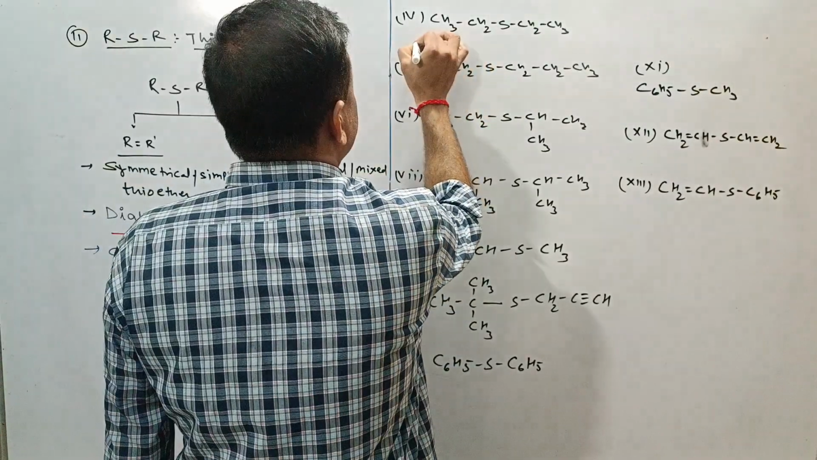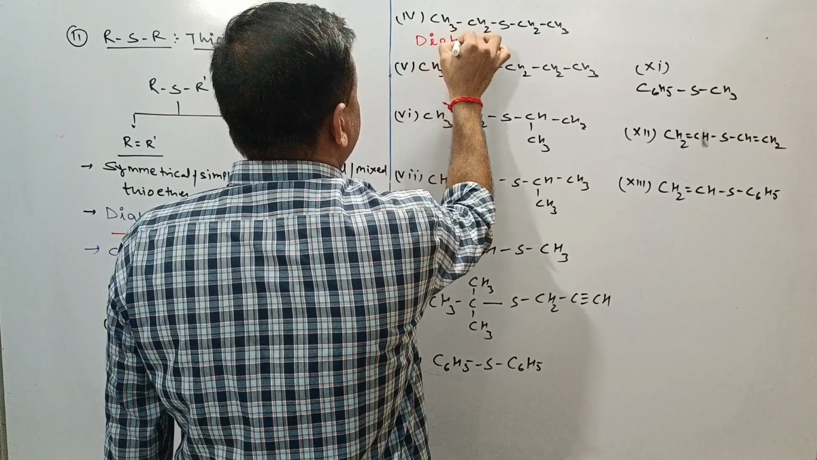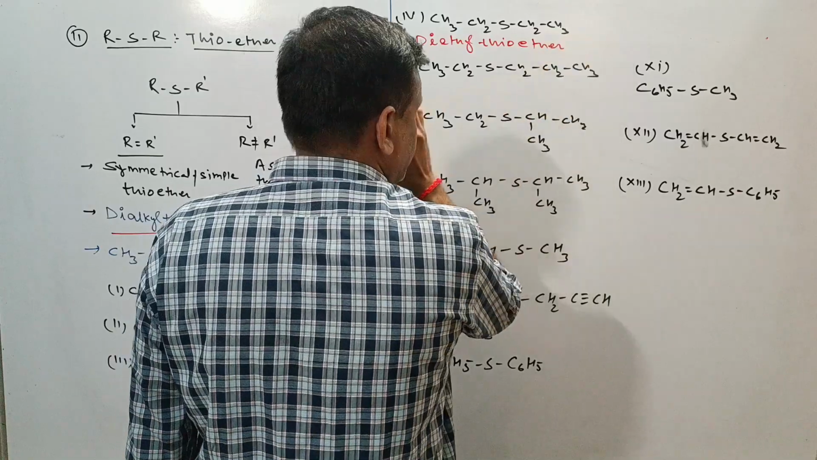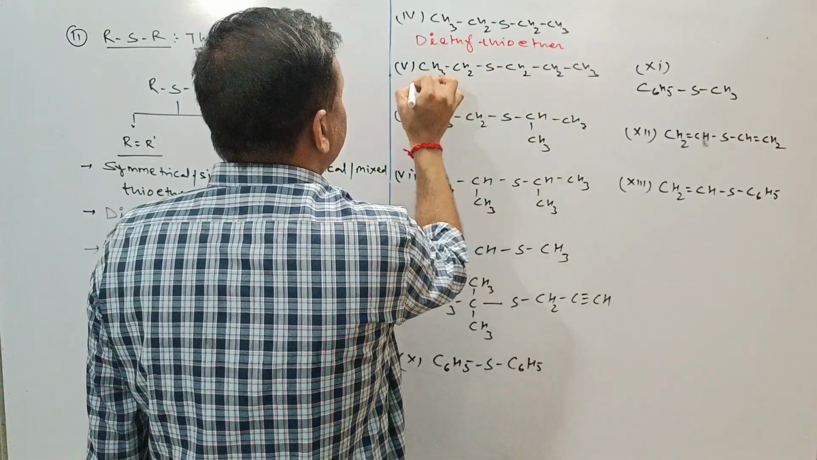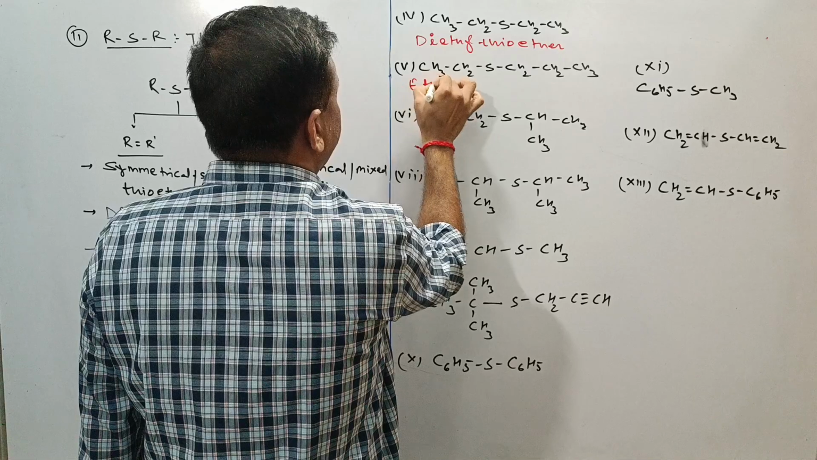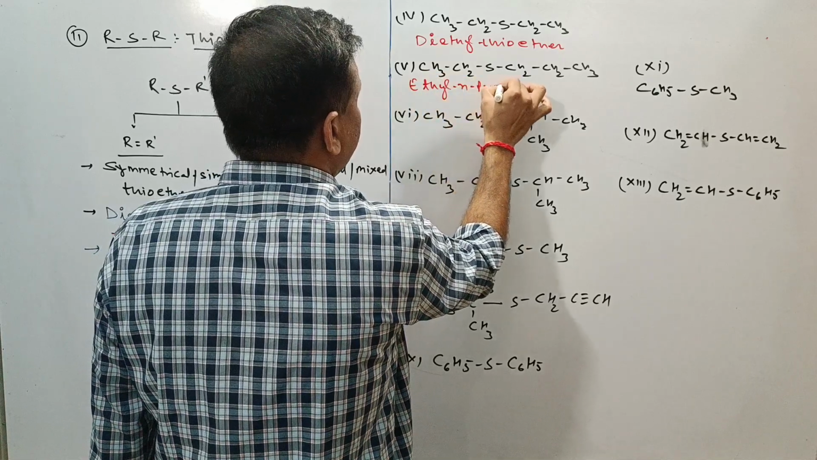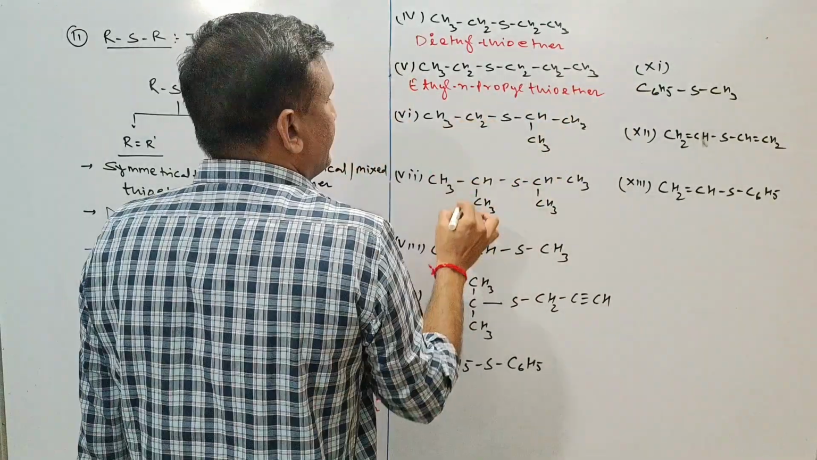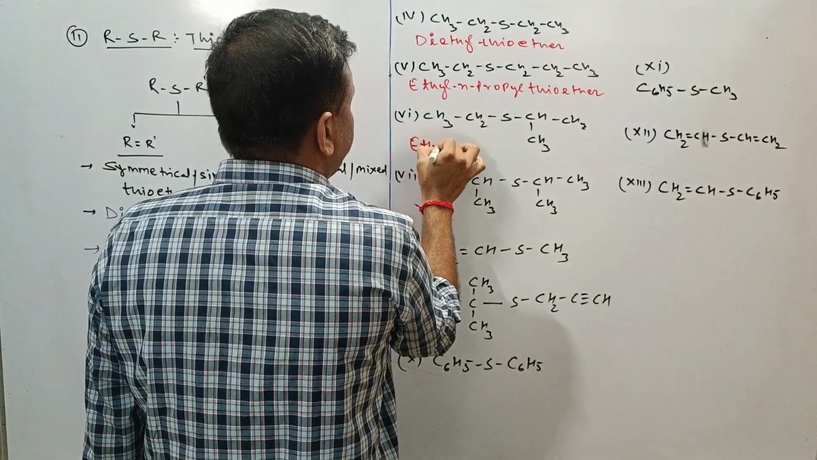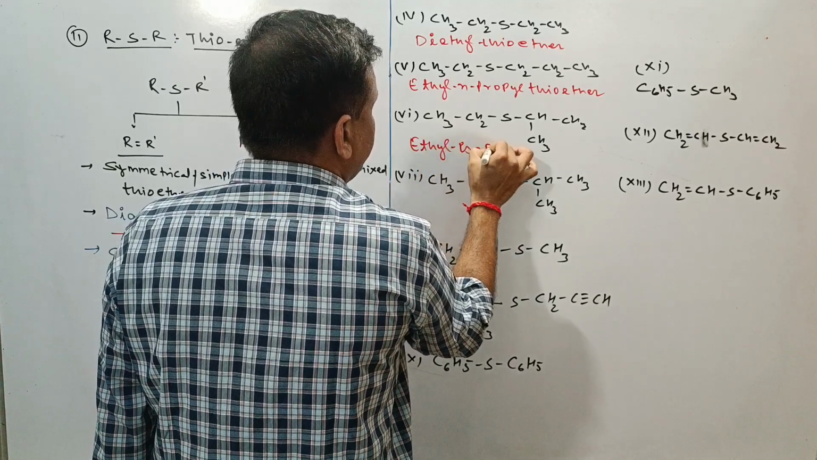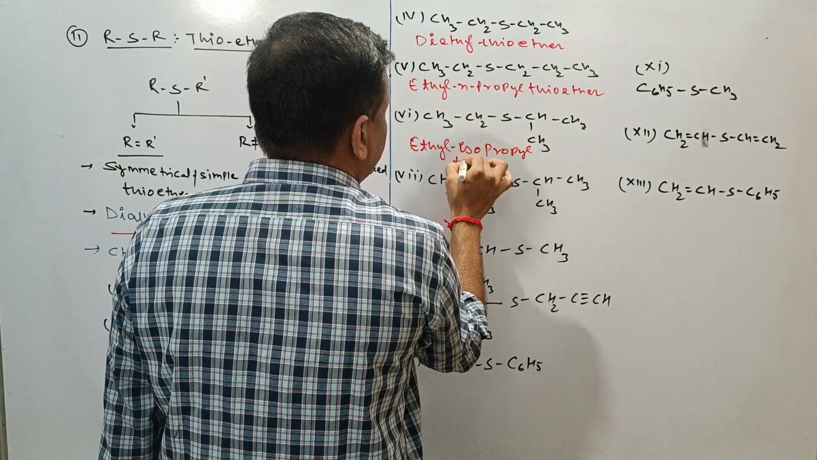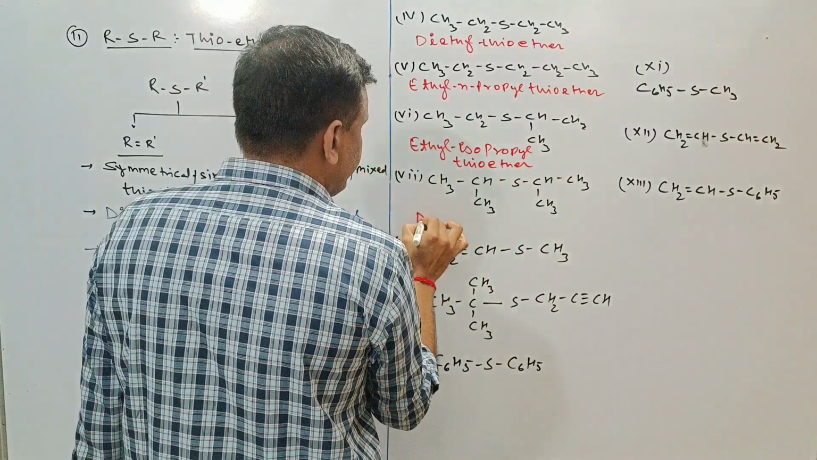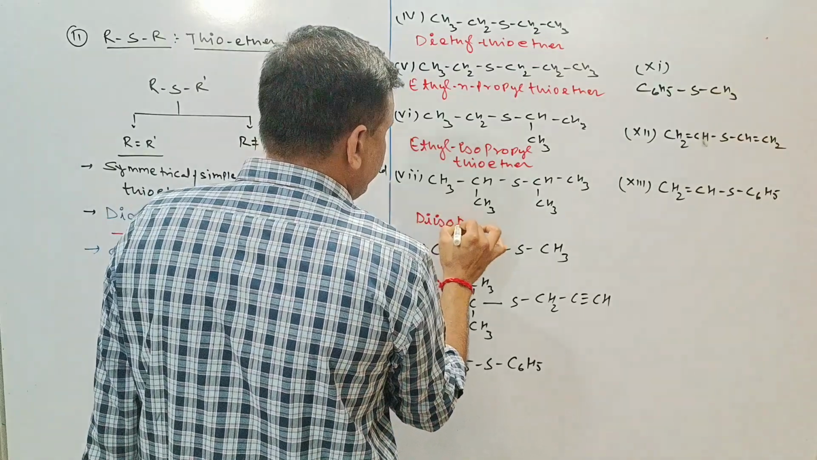Here we will use diethyl thioether. This is ethyl and n-propyl, so you will call it ethyl n-propyl thioether. Then this is ethyl isopropyl thioether. This is called diisopropyl thioether.